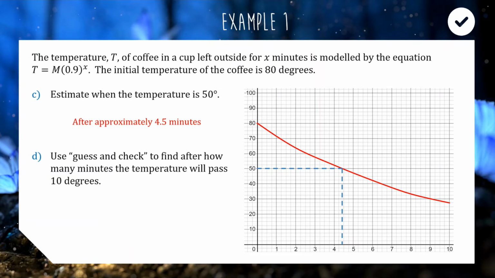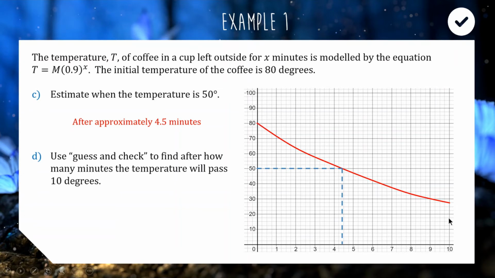Now, question D is a bit of a strange one, which you do actually see in a few HSC questions, where they ask you to use guess and check to answer a question, which is strange because normally trial and error is our sort of plan D, but for this question, it's our plan A. The question is, use guess and check to find after how many minutes the temperature will pass 10 degrees. So from our graph, the first 10 minutes saw it go down to about 27, 28 just here. We wanted to say if this graph kept going further and further to the right, how long would it take for this red line to get down below 10?